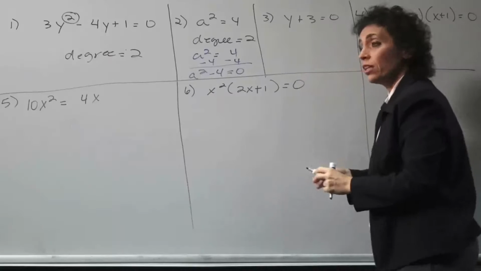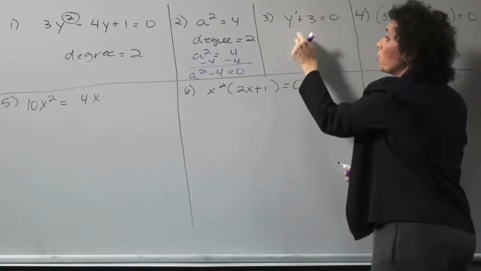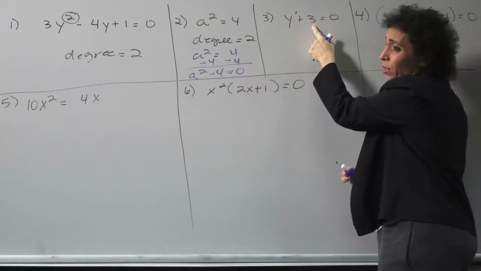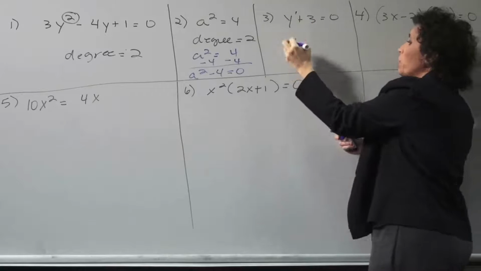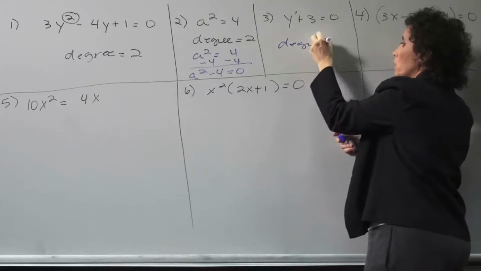Okay, let's take a look at this one. The degree of this is 1, the degree of this is 0. I don't have to worry about those numbers. So the degree here is 1.